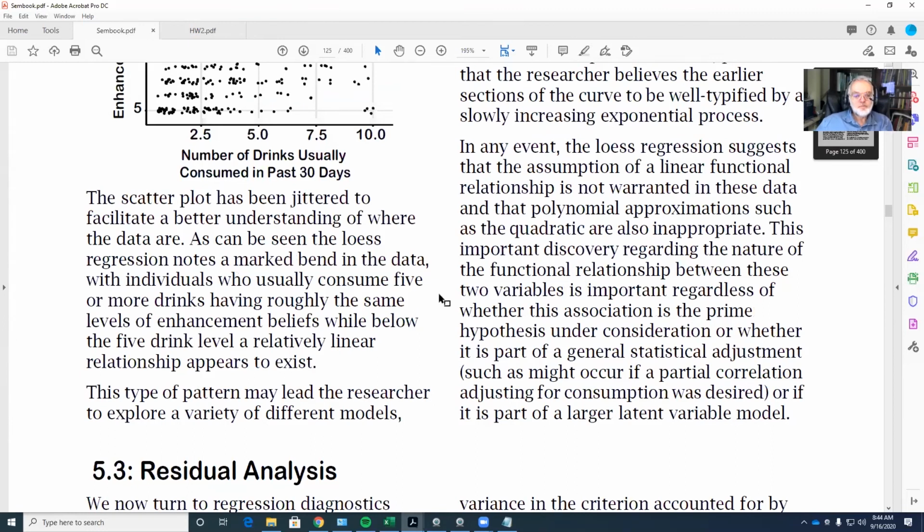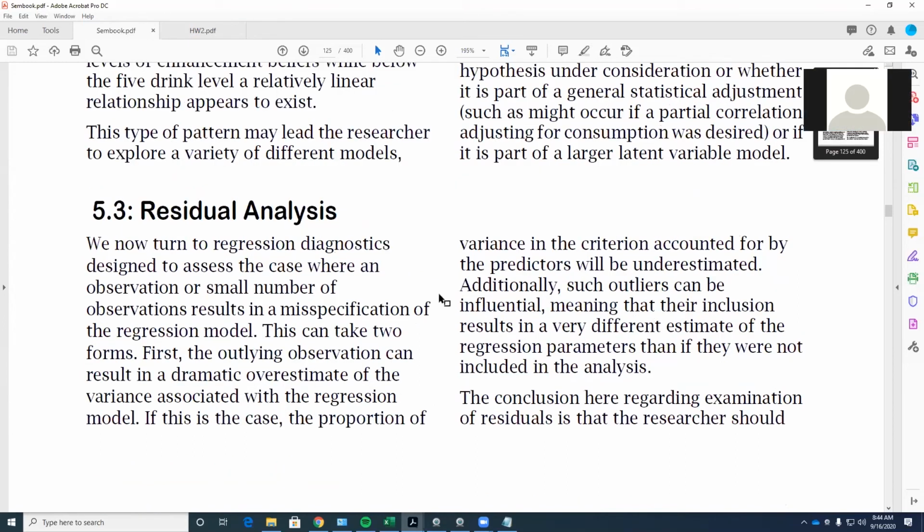Residuals. Whenever you run a regression, you're going to get residuals, errors of prediction. And I want to take a little bit of time to chat about residuals, because often when we run our model, we're kind of lazy about it and we don't think about them.